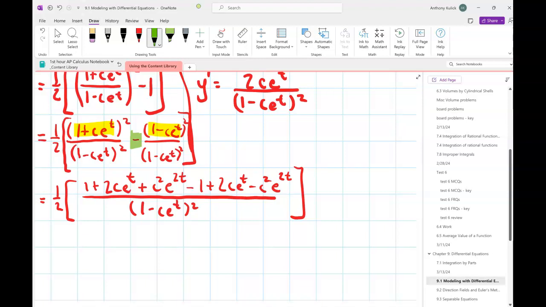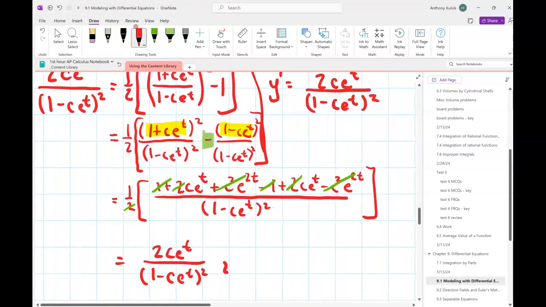Okay, what do you notice here? Yeah, so that goes. And if I multiply the 1/2 through, that would cancel those 2's, right? So what I'm left with is c e to the t plus c e to the t. That's 2c e to the t's over 1 minus c e to the t squared. And that is what we needed, right?